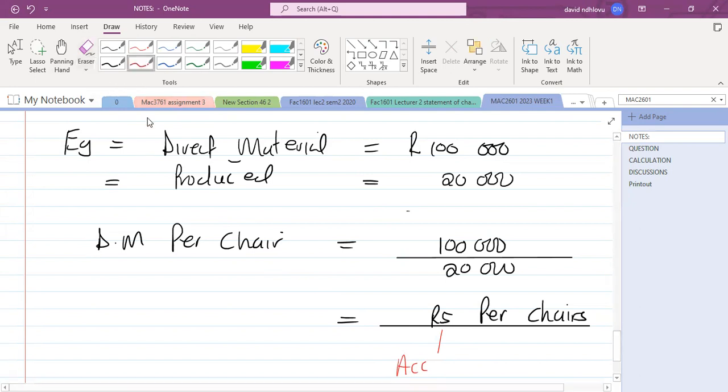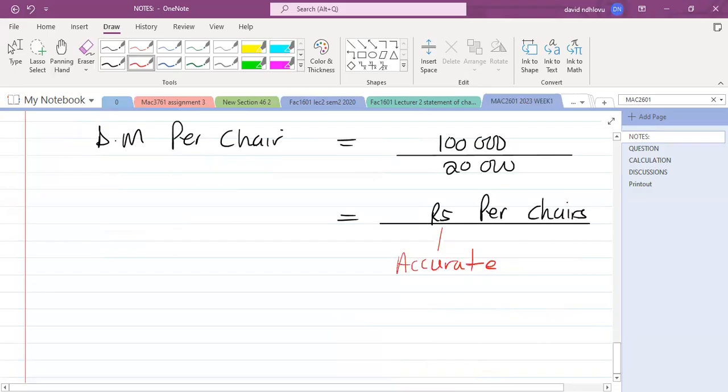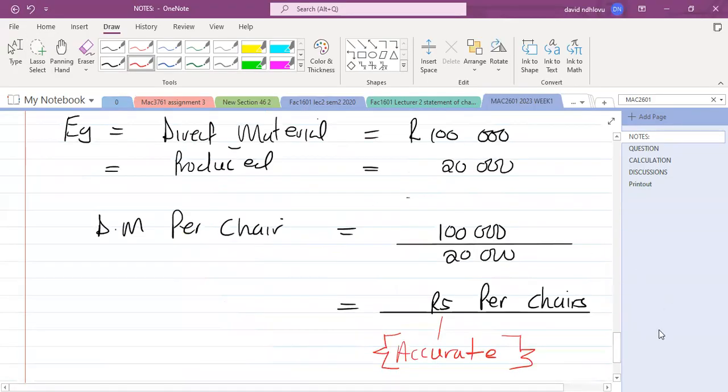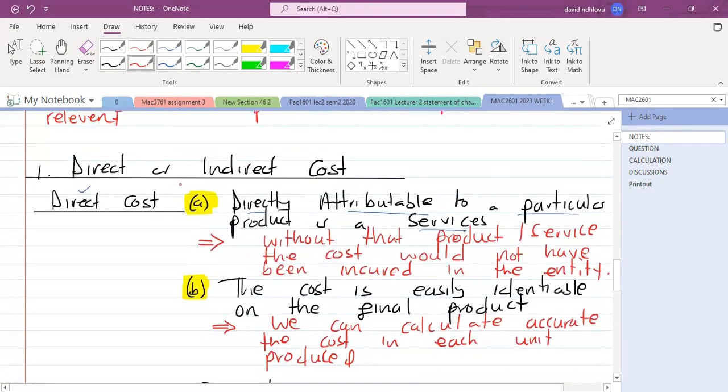First, we know that a direct cost is attributable to a particular product. Once we know that, it is easy to accurately calculate how much of this particular cost went into the product. If you have directly attributable, then you also have the accurate calculation. It means you are dealing with a direct cost. Are we clear, good people?